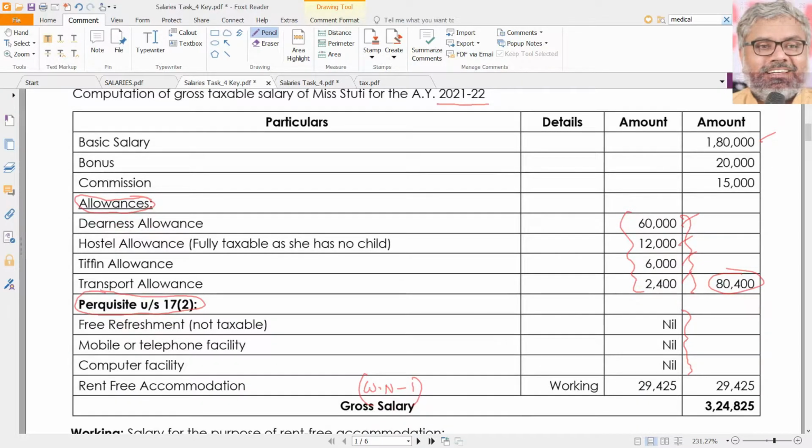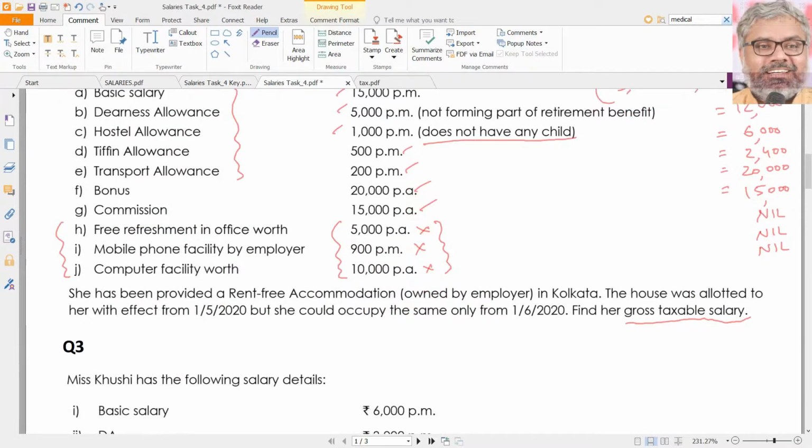Okay. These are the various items which are taxable so far. But now the main calculation comes. She has been provided a rent-free accommodation owned by the employer in Kolkata. So if the accommodation is owned by the employer, we have to look at the population of the city. Kolkata definitely is a big, huge city, so definitely more than 25 lakhs population, which means 15% of salary should be taken as value of rent-free accommodation. So 15% of what? Salary.